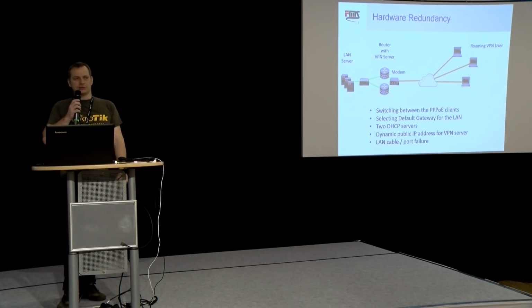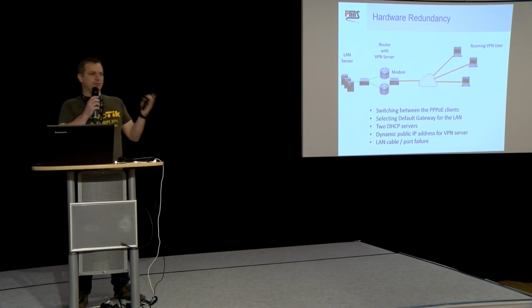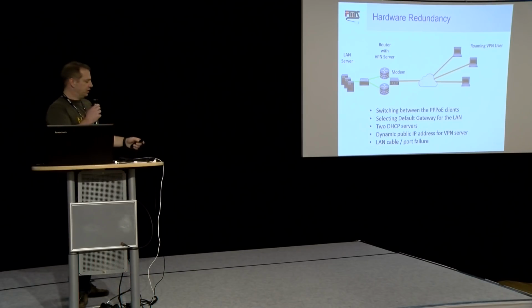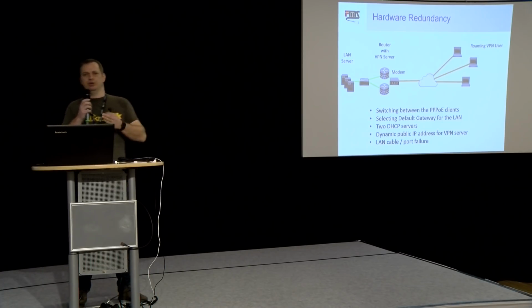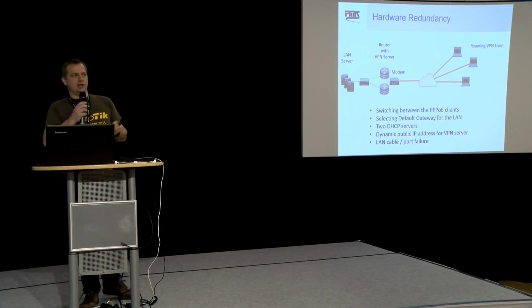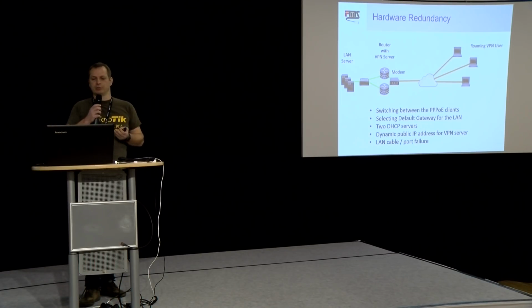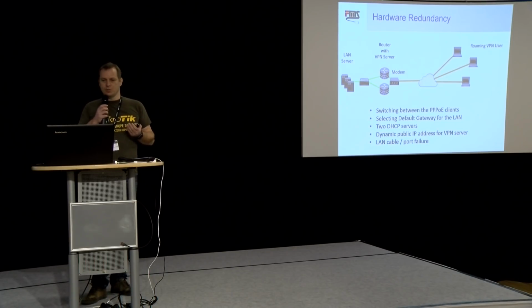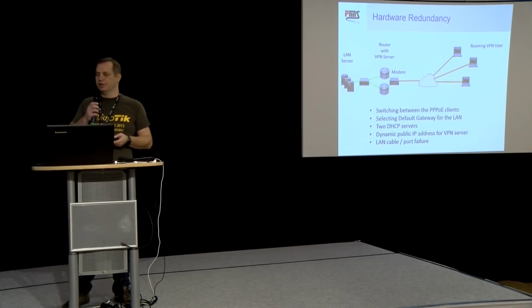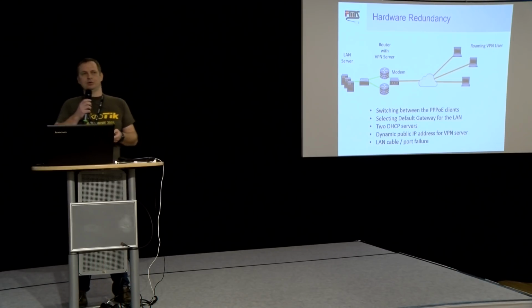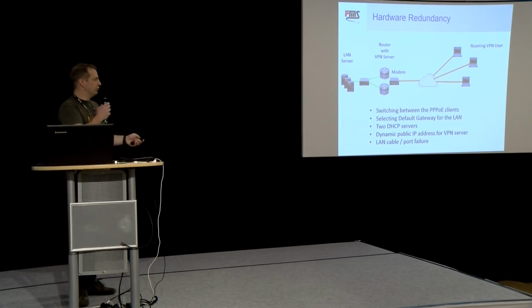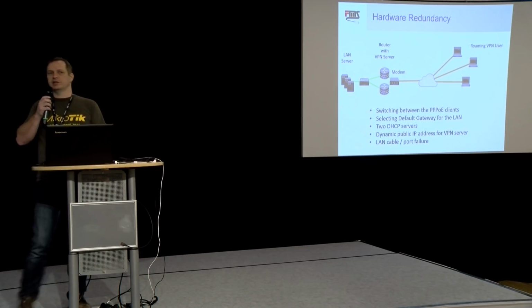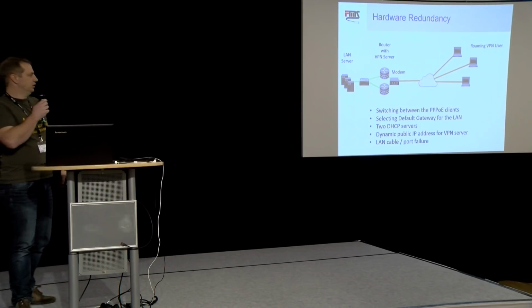So there are a couple of tasks we have to complete. We have to switch between the PPPoE clients. So in this setup, we're just connecting both routers to one modem. So we have to switch between the PPPoE clients. We have to select the proper default gateway for the local area network. We have to take into account that we are running two DHCP servers. We have to take care of the public dynamic IP address for the VPN server. And we will consider a special case where not a complete router is failing, but just a LAN cable is being unplugged or a port is failing, since this is a special case during the failover setup.